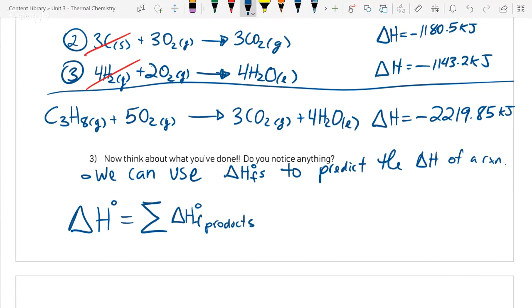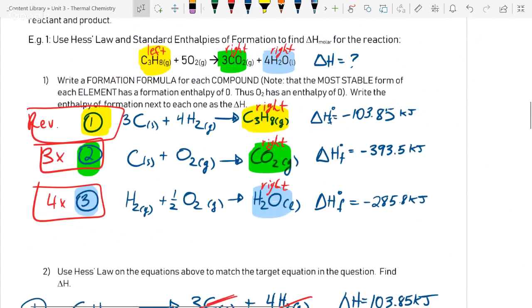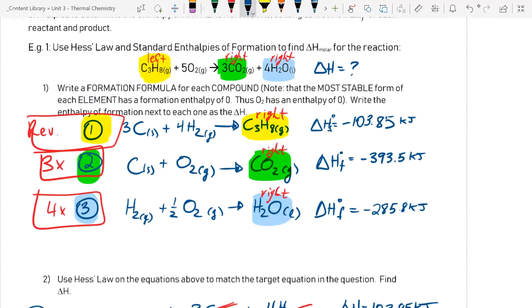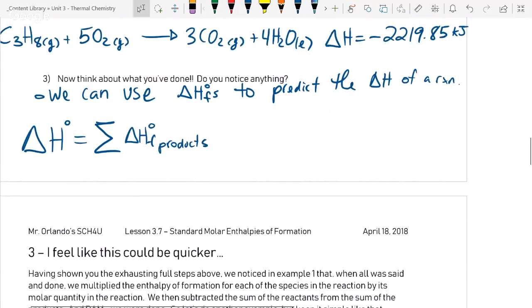Did we flip the signs of those ones above? We just did an example. Did the signs change for the delta H naught F of CO2 or H2O? No. The only thing we did is we multiplied them by n, where n is what? The number of moles of each in the reaction.